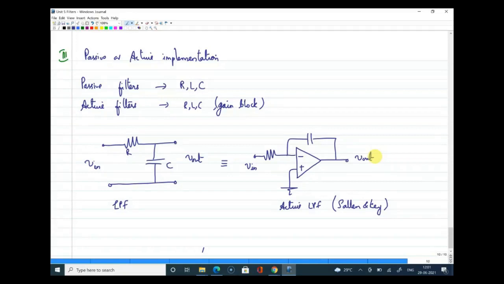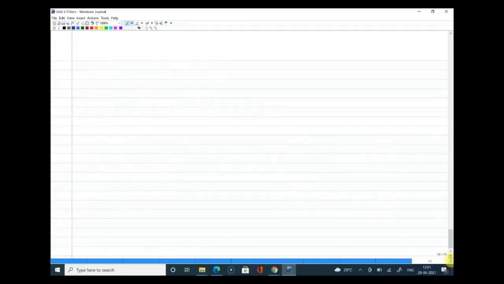Now we'll quickly see how we write, or what basically is, a filter transfer function. So have you heard about transfer function before? Any time? What do you mean by transfer function?